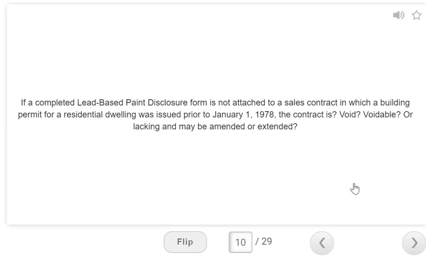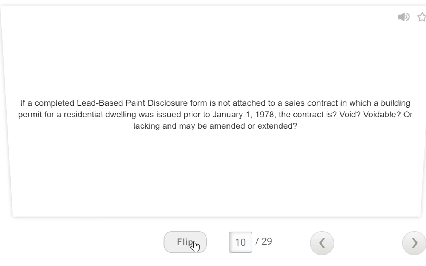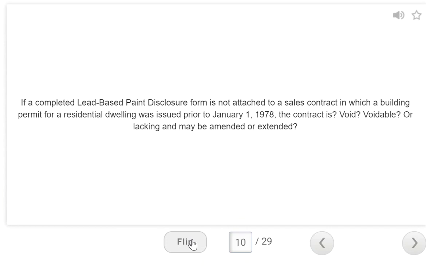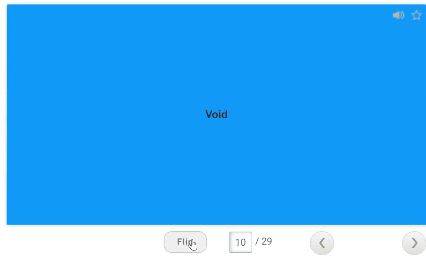A longish one here: if a completed lead-based paint disclosure form is not attached to a sales contract in which a building permit for a residential dwelling was issued prior to January 1st, 1978, the contract is void, voidable, or lacking and may be amended or extended. It is void. You have to have that disclosure. Lead paint disclosures have to be there or the contract is void.